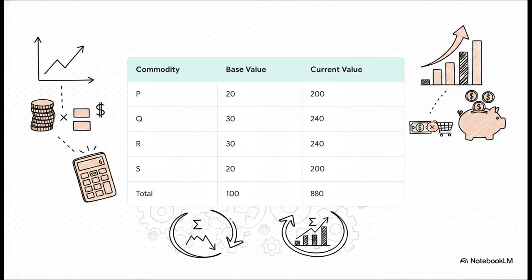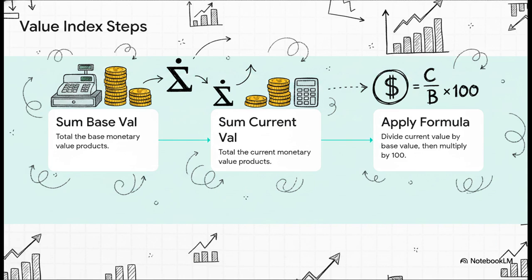Next up, part 4, the simple value index calculation. Finally, we're bringing price and volume together to calculate overall value. For the base value, we multiply the base price by the base quantity, so P0 times Q0. For the current value, it's current price times current quantity, P1 times Q1. When we sum these up, we get a total base monetary value of 100 and a total current monetary value of 880. For the third and final time, we apply our trusty scaffolded logic. Step 1, grab the base monetary sum. Step 2, grab the current monetary sum. And step 3, apply the ratio.